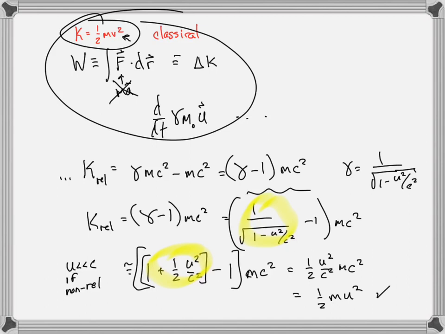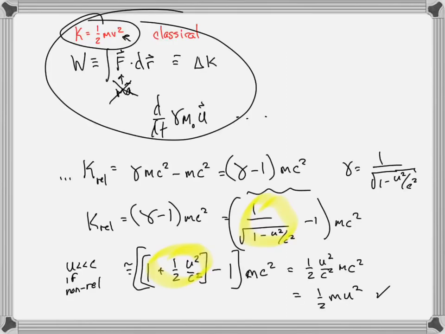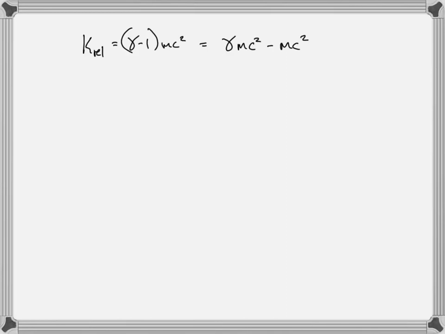So let's see what this relativistic kinetic energy does for us. What Einstein recognized is that the relativistic kinetic energy, which just comes from the definition of work and the work-energy theorem, has 2 terms now. Before it only had 1 term. This term is gamma mc squared, and this term is mc squared. Einstein recognized that this first term is the total energy, whereas this one is what he called the rest energy.